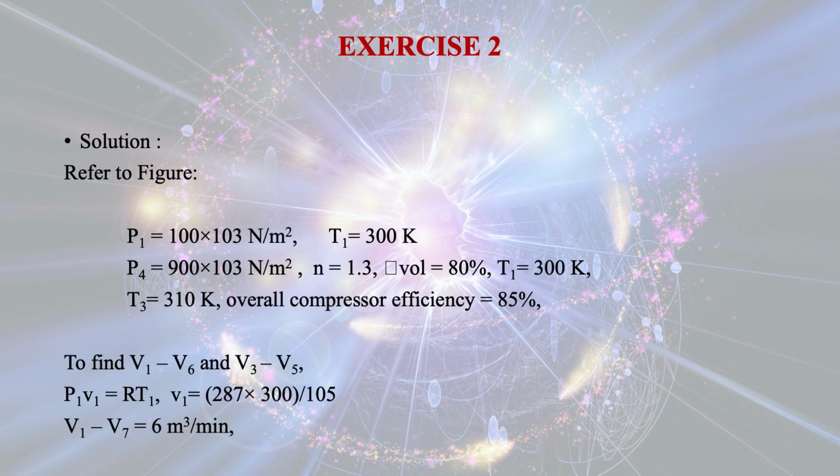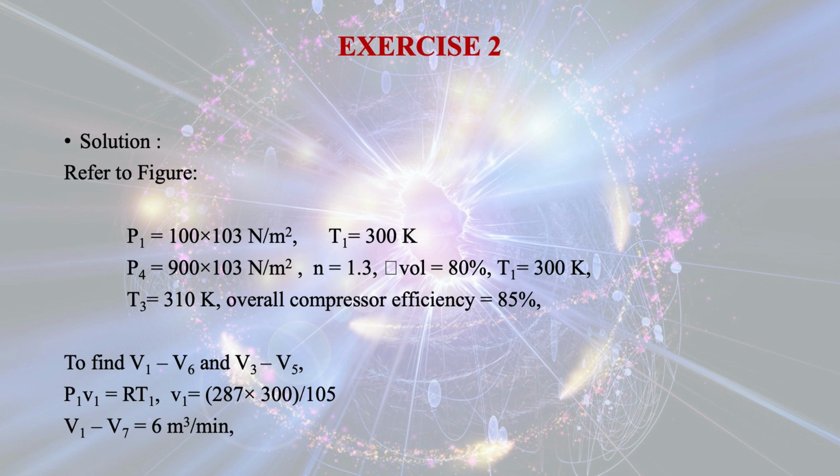Now P1 is given as 100 kilopascal, that is 100 into 10 to the power 3 Newton per meter square. T1 is given as 300 Kelvin. P2 is given, that is the final pressure, but in this case the final pressure is taken as P4. So P4 is equal to 900 into 10 to the power 3 Newton per meter square. The value of n is given as 1.3. The volumetric efficiency, eta volume, is equal to 80%, and T1 is given as 300 Kelvin. So T3 is equal to 310 Kelvin.